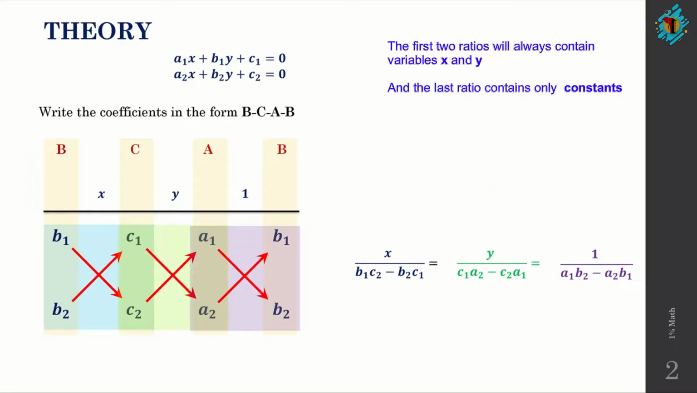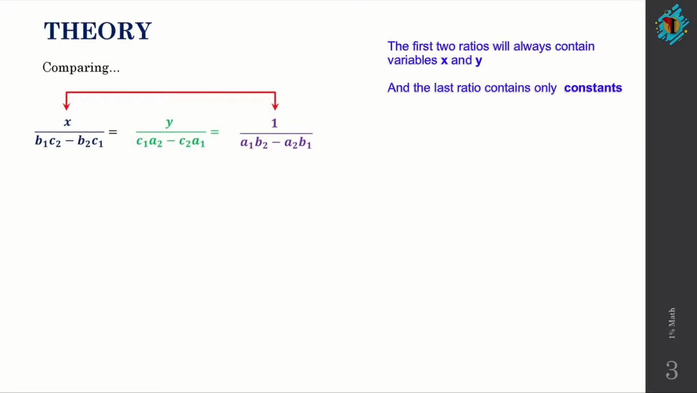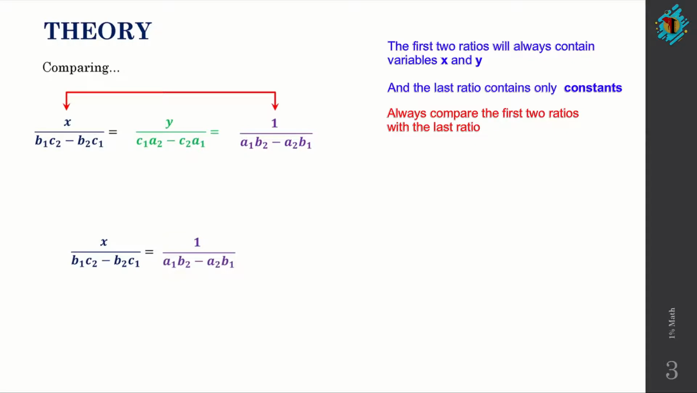Let us continue here. We have to compare these. Already you have got this ratio from the previous page, correct? So how will we compare? The first ratio and the last ratio. The reason is the first ratio contains a variable x and the last ratio doesn't contain any variable. That means you will have only one unknown value, which is x. Let us compare these two now. x by b1 c2 minus b2 c1 is equal to 1 by a1 b2 minus a2 b1. If you cross multiply, this is what you get.